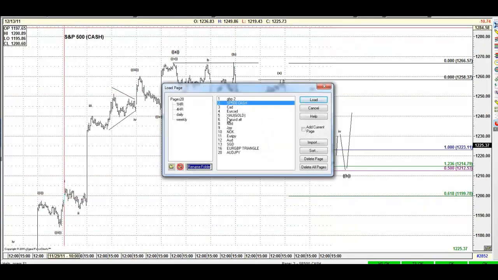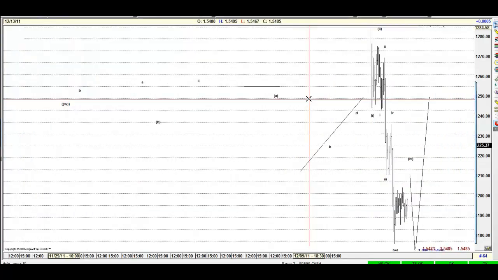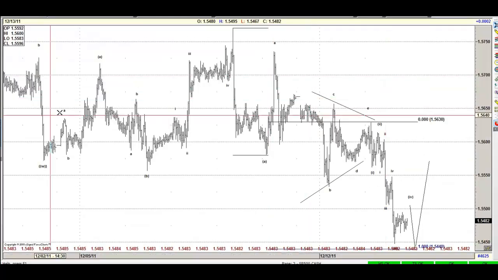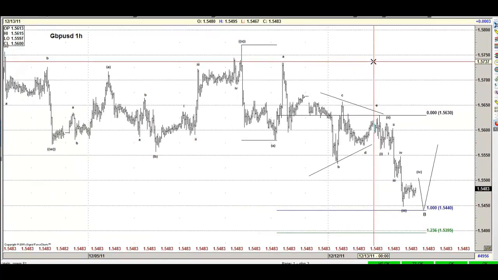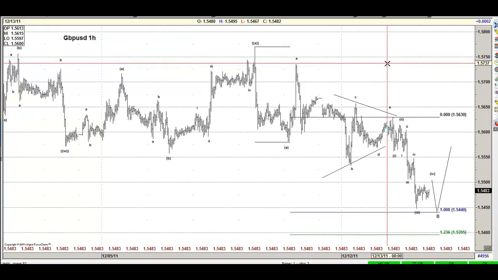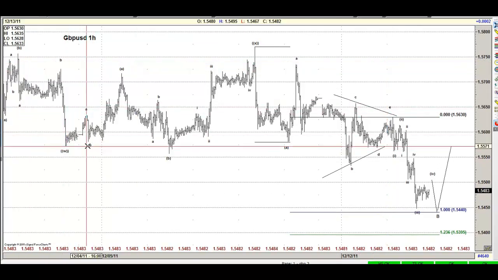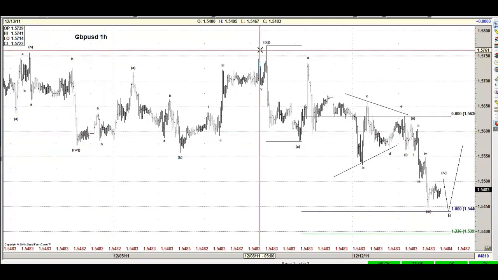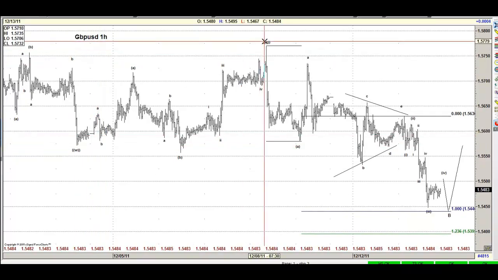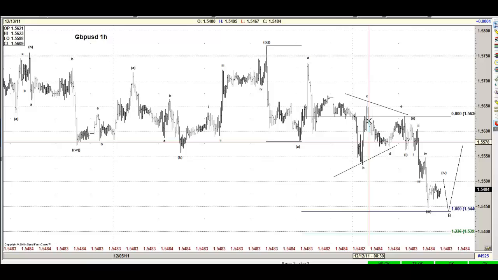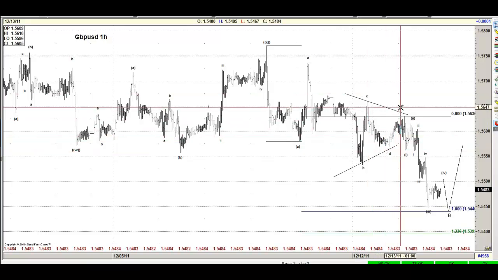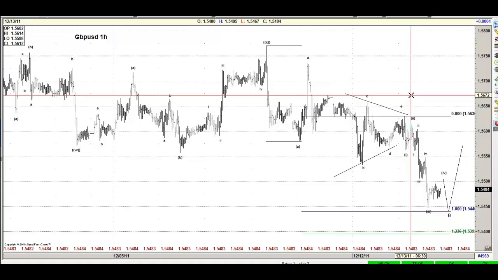Now, what else? Let's start with the big boys. Start with cable. What do we like in cable? Well, in cable, we believe that cable has corrected to the downside. Cable did three waves here at W. Cable did three waves in a flat, and then it did A, B, C, D, E, a contracting triangle in cable.